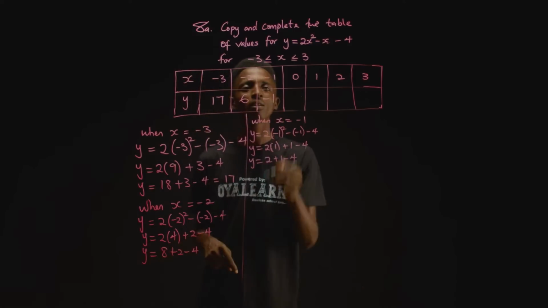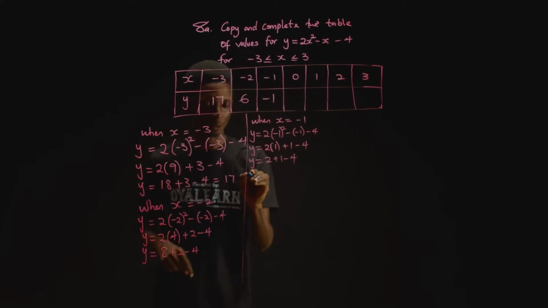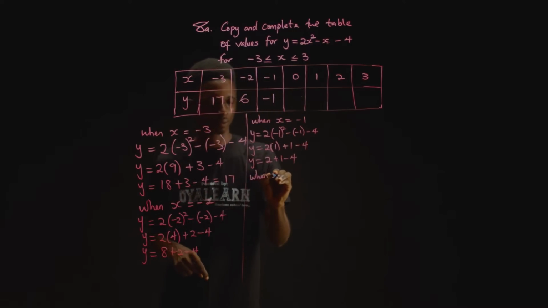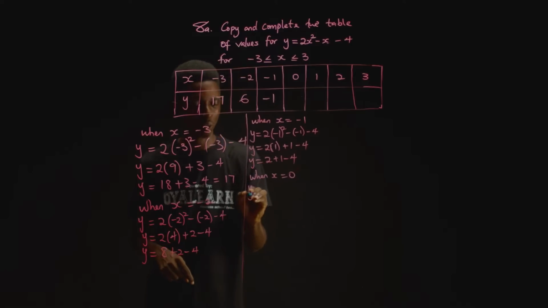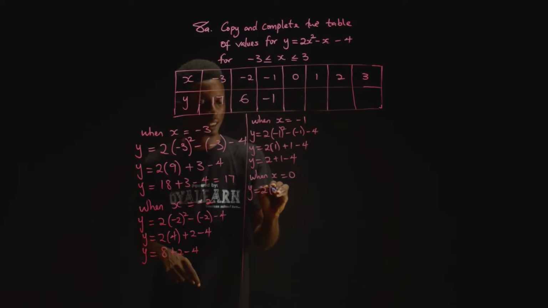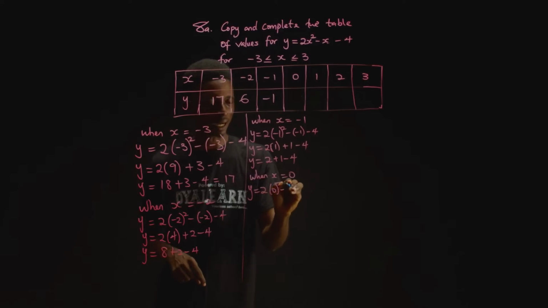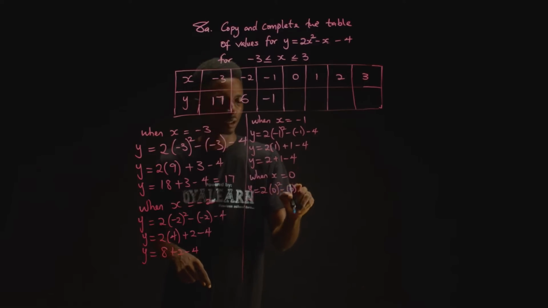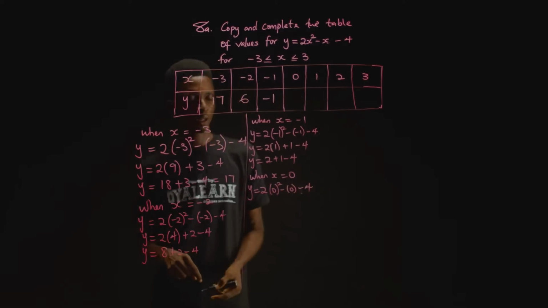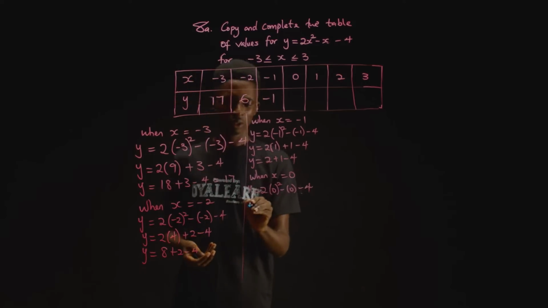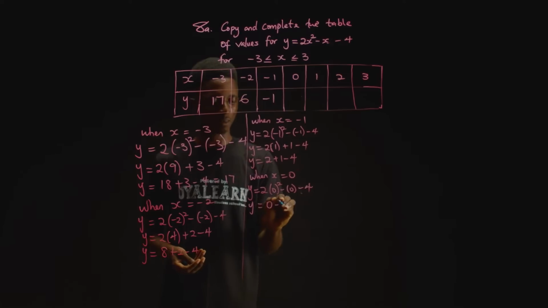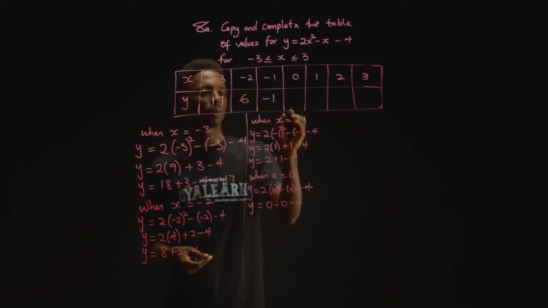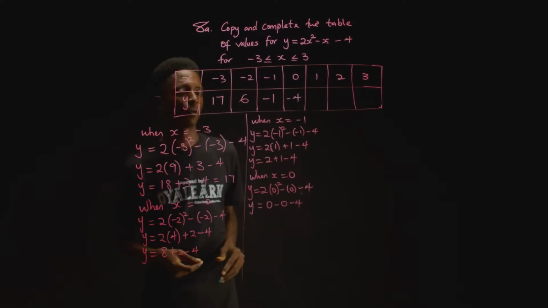Now let's solve for when x equals 0. That is, y becomes 2 into 0 squared minus 0, then minus 4. Now this will give you 0. So what we basically have here is 0 minus 4. So what we have here is minus 4.